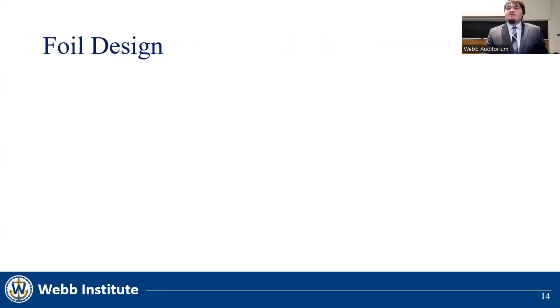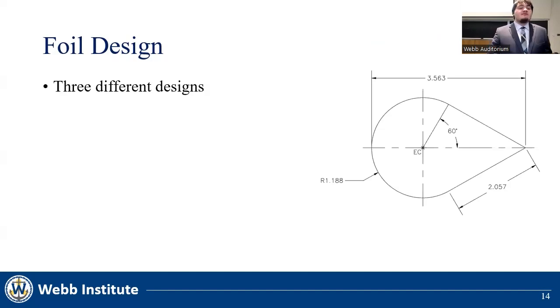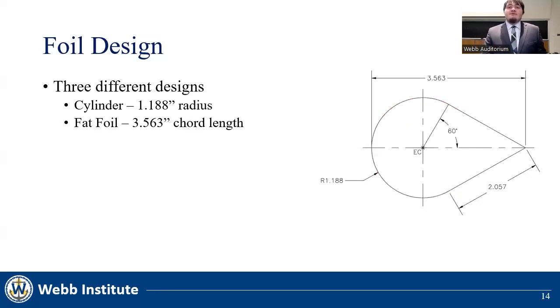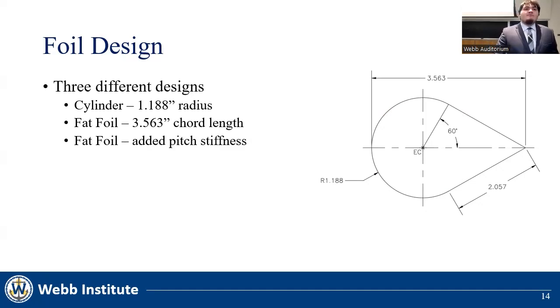So how did we design all these different foils that we're using? We had specifically 3 different foils. The first was a cylinder with a 1.19-inch radius, which can be seen above. The second was a fat foil, where just a faired section was added to the end of that cylinder. And finally, the same fat foil, but with an added pitch stiffness element.